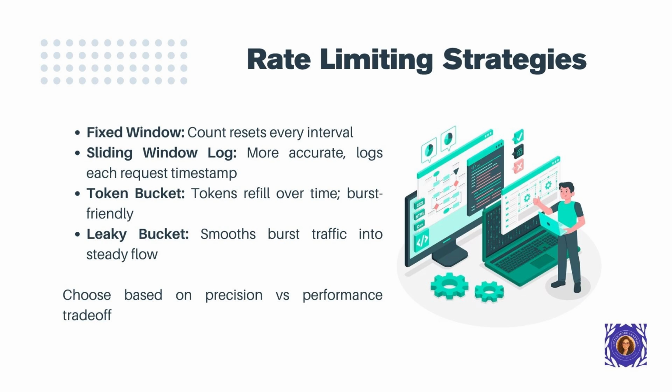Fixed window counter. This is the simplest strategy. It defines a fixed time window, for example, 60 seconds, and counts requests within that window. Once the window starts, the counter begins. If the limit is reached, all subsequent requests in that window are blocked until the window resets. Its simplicity is an advantage, but a drawback is that a burst of requests right at the end of one window and the beginning of the next can effectively double the allowed rate.